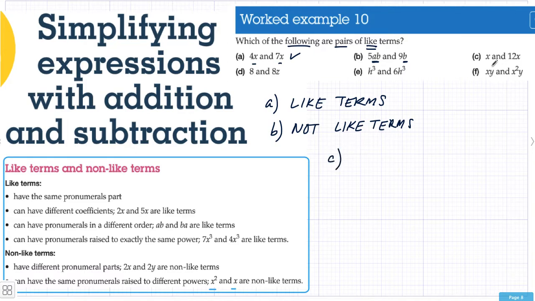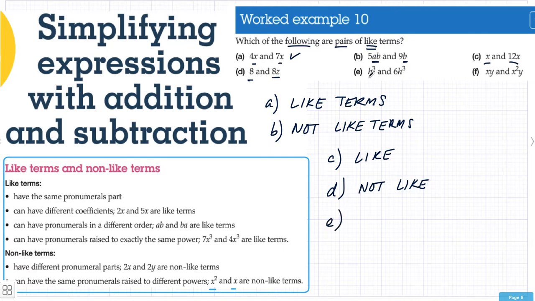Part C, x and 12x. They're all the same type of letter. They're all x's. There's one x here and 12 x's there. So they are like terms. D, 8 and 8z. Now you might be thrown off because they've both got 8 and you're like, oh, they're the same. Remember, you don't care about the numbers. You only care about the letters in each term. And in this case, you've got a constant and something with a z. So these are actually not like terms because you don't have everything here with a z.